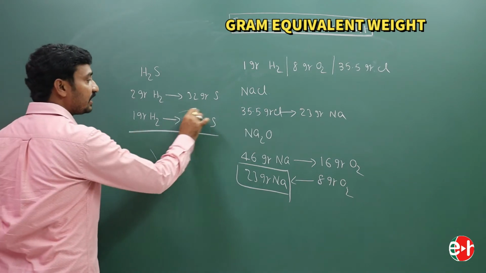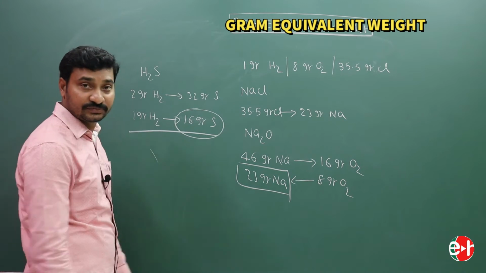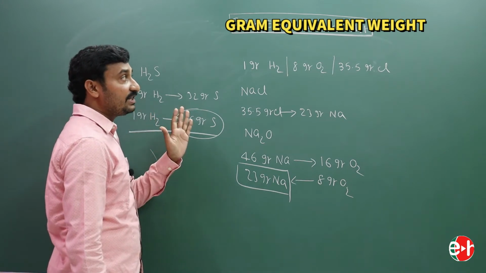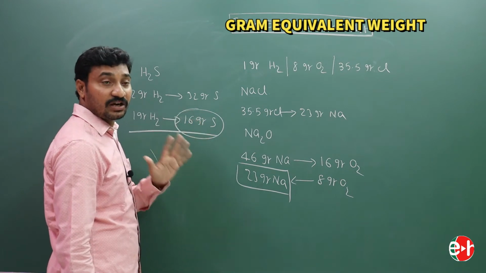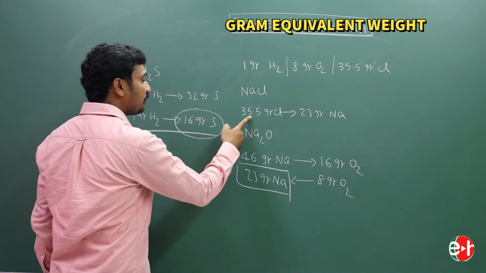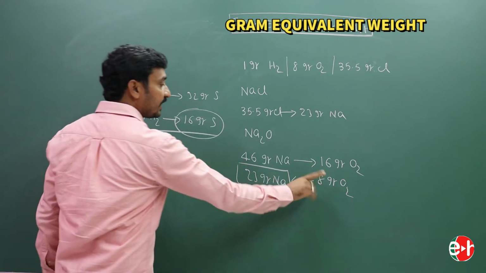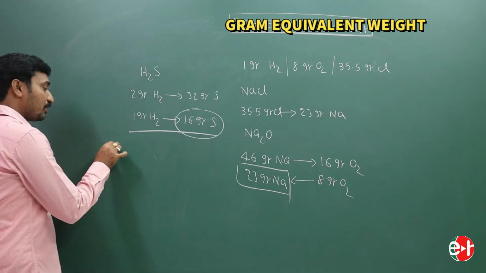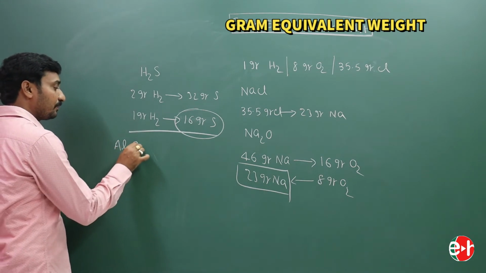Okay, so sulfur equivalent weight here is 16. So finally, equivalent weight is the weight of an element that combines with 1 gram hydrogen, or 35.5 grams chlorine, or 8 grams oxygen. Okay, let us discuss one more example, Al2O3.